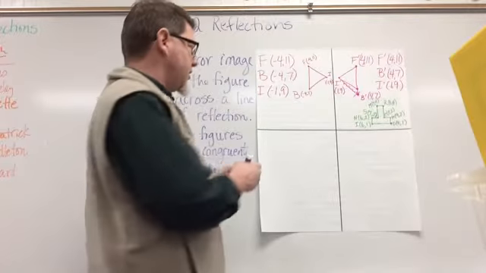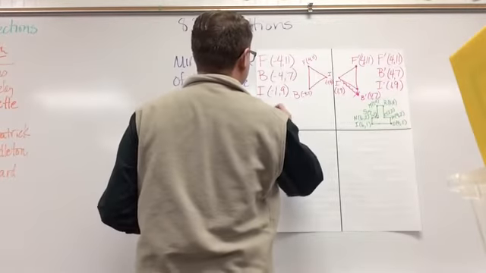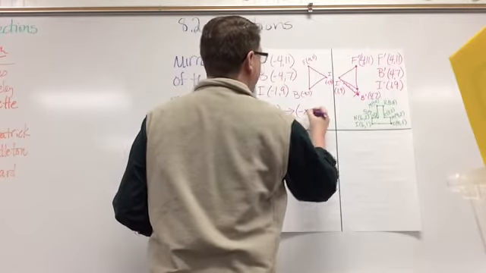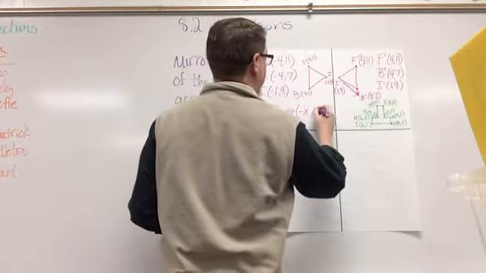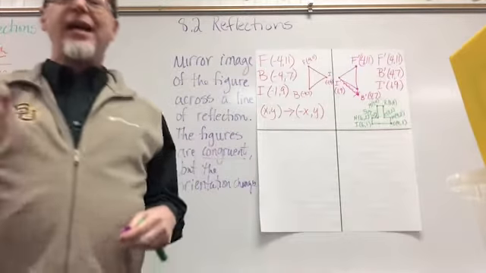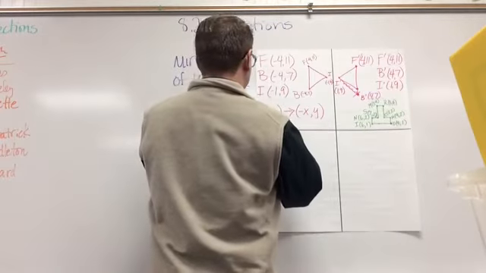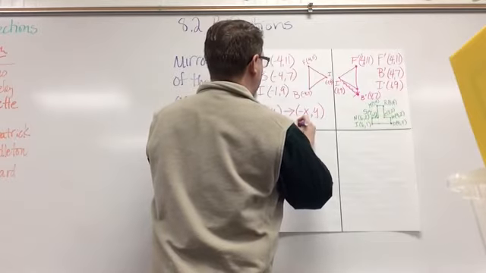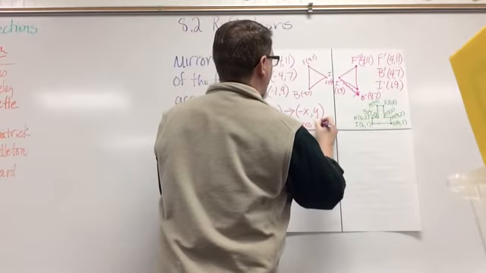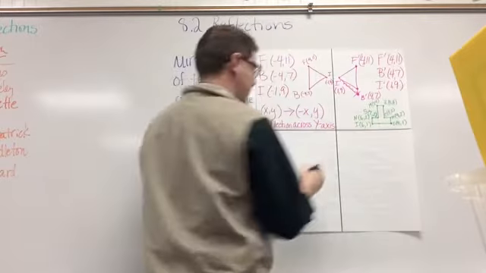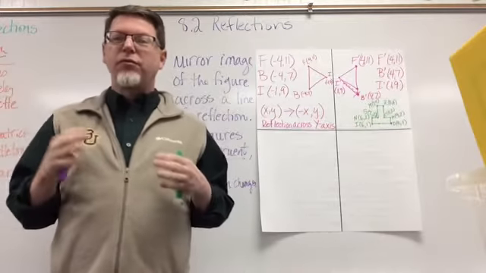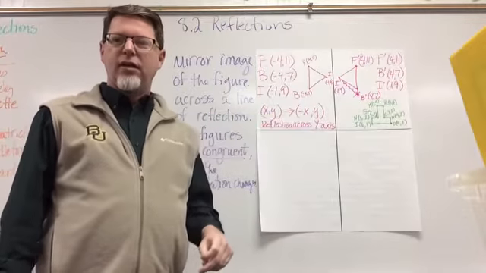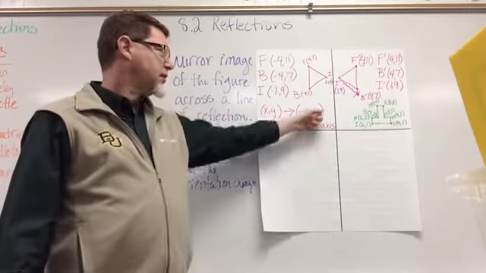So the algebraic representation for a reflection, I'll write in pink, is (x, y) goes to the negative, or the opposite, of x, y. And that is for a reflection across the y-axis. So when we reflect across the y-axis, our algebraic representation is (x, y) goes to (-x, y), or the opposite of x.